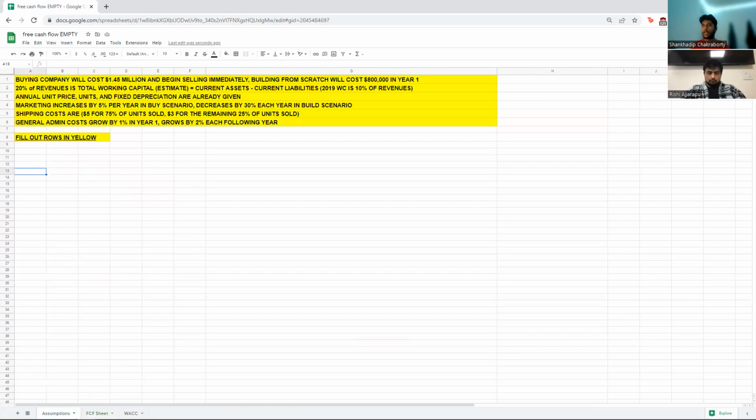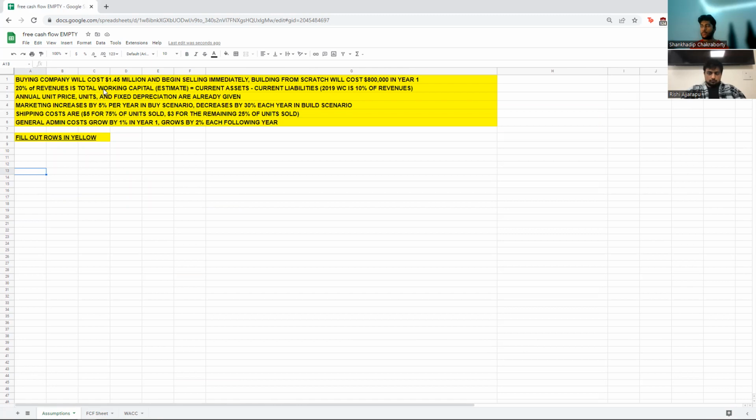So the first thing I want to look at, obviously, this is all income statement related. So the buying company, it will cost $1.45 million to buy and begin selling immediately. So this is if you acquire another firm, but building it from scratch will cost $800,000 in year one. So it costs less, but you can't sell straight away in year one because it takes around a year to build the infrastructure in order to start selling in year two or the following year.